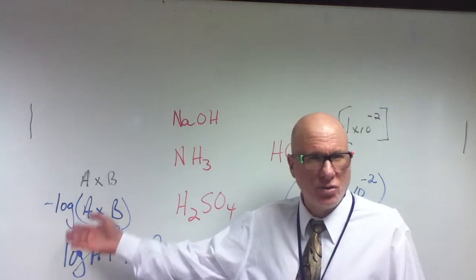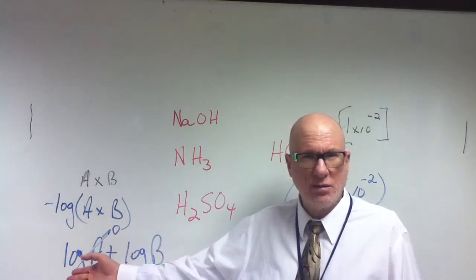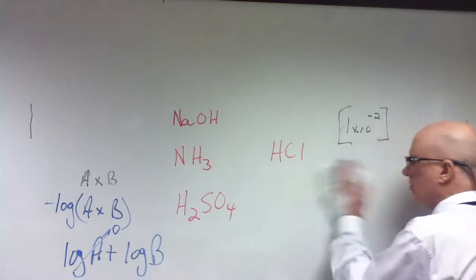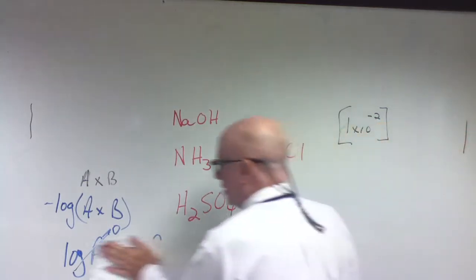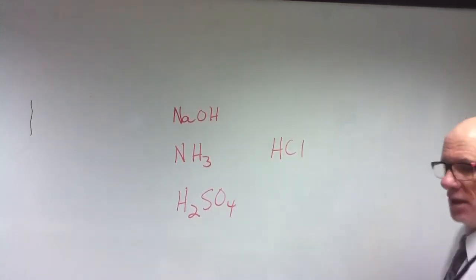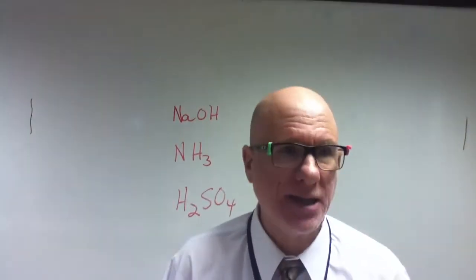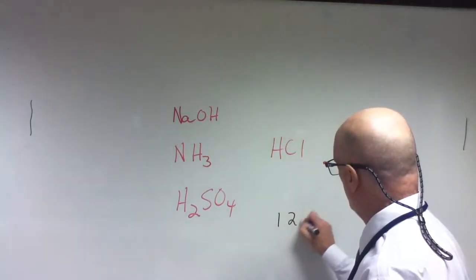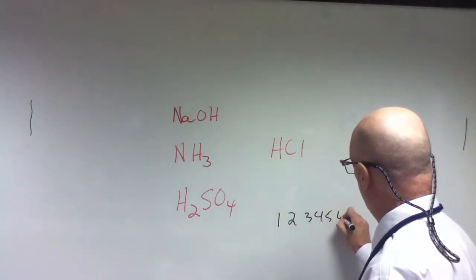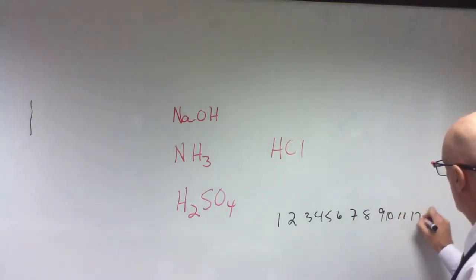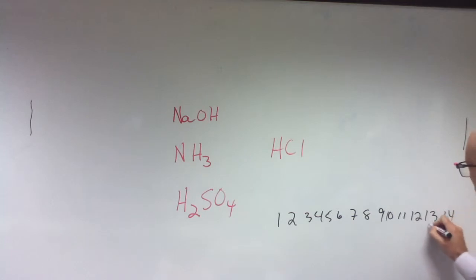Did you know these rules for logs before? You did. You've had that in algebra? Okay. So we're going to be using a lot of this log business. So let's go back to pH. pH is 1, 2, 3, 4, 5, 6, 7, 8, 9, 10, 11, 12, 13, 14. Is that all on the screen?